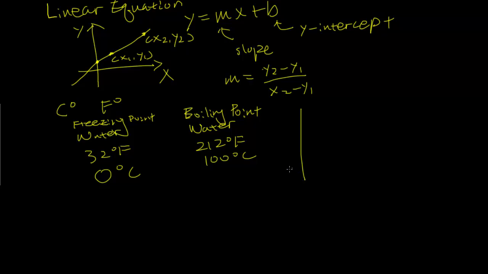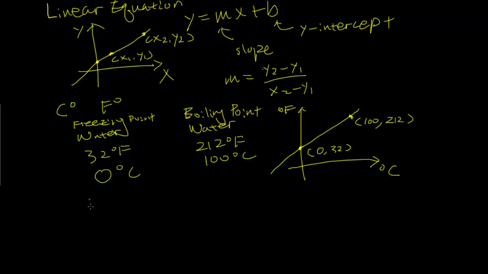If we plot the relationship, the Fahrenheit on the y-axis and Celsius on the x-axis, you can see that this point is the boiling point, 100 degrees Celsius, 212 degrees Fahrenheit, and this point is 0 degrees Celsius and 32 degrees Fahrenheit.